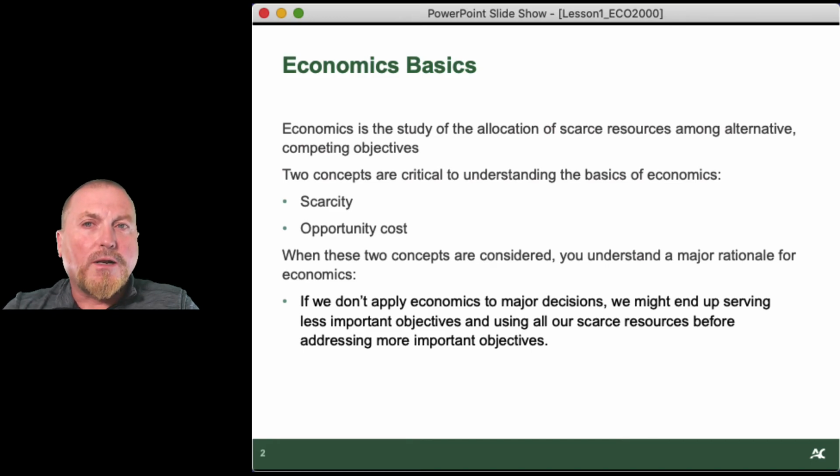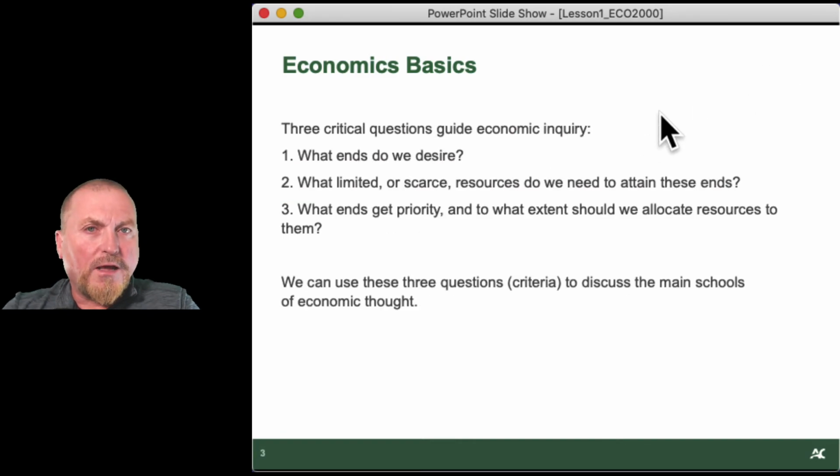Two concepts are critical to the basics of economics: scarcity and opportunity cost. When these two concepts are considered, you understand a major rationale for economics, which is this: if we don't apply economics to major decisions, we might end up serving less important objectives and using all of our scarce resources before addressing more important objectives. That's a very simple way of capturing what's going on in economics.